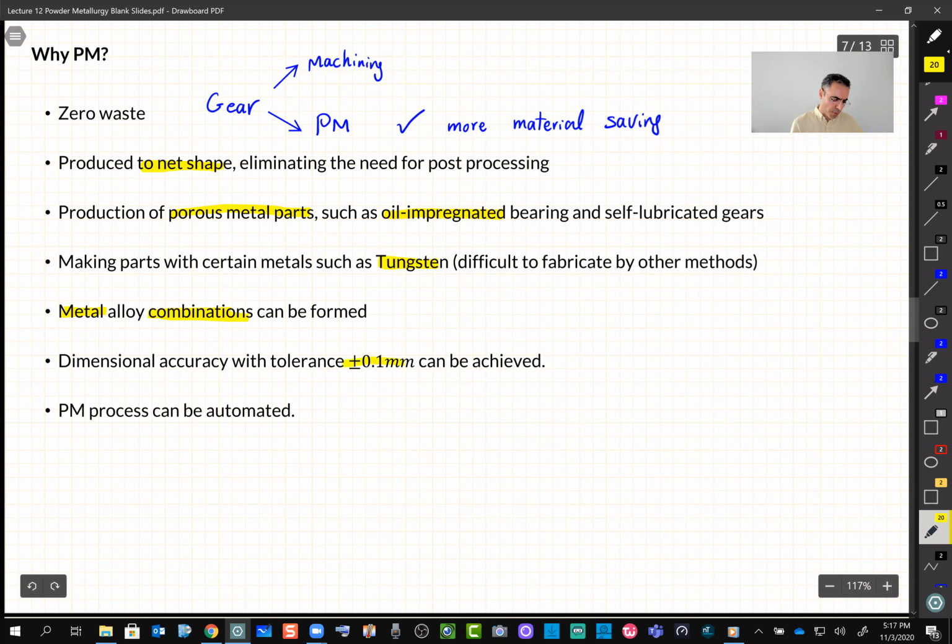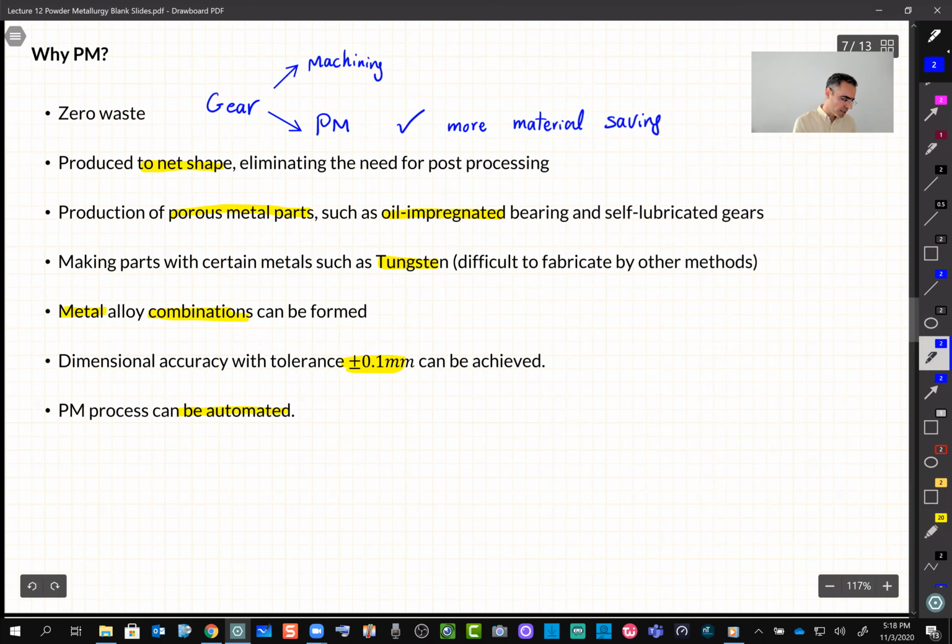And it's possible to get a tolerance of 0.1 millimeter, which is very impressive, in one shot without any extra process, as I said. And the process can be automated. So it's one of those processes where you can have an automated machine, and hopefully you watch again one of those videos that I posted earlier, where the whole process can be automated, from compression to sending it to a furnace for sintering. So this is all good stuff.